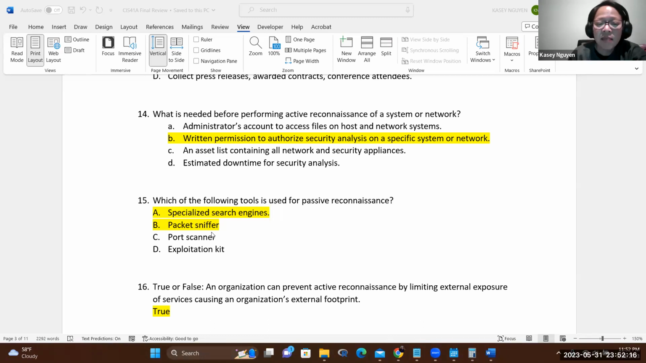And B, packet sniffer. So when you use things like Wireshark, that's a little bit less invasive compared to a port scanner like Nmap. Nmap is very invasive. So a port scanner is not passive reconnaissance. It is active reconnaissance. So we want to select A and B for number 15.